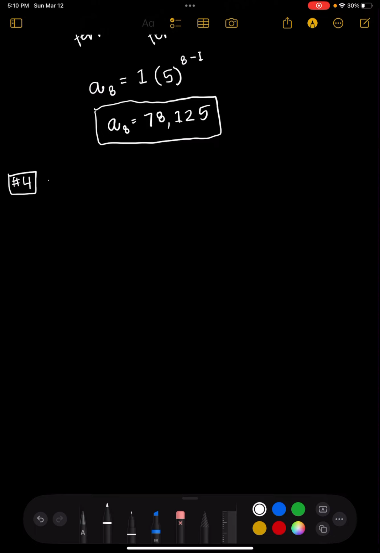So the 4th example is 3, -12, 48, and -192. And so the first thing I'm going to do, well, I'm going to write down the formula first, so that I remember everything that I need to have. Then I'm going to figure out my r. So what am I multiplying by every time?